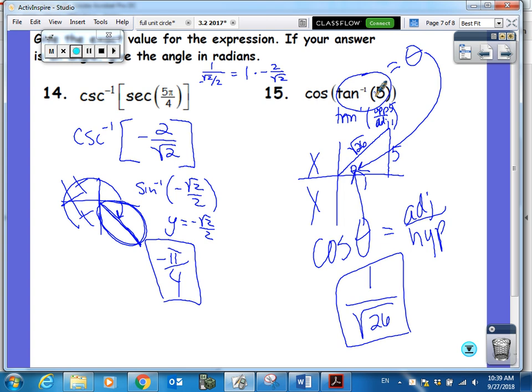Wait, is inverse tangent in quadrant 1 and 2 or 1 and 4? 1 and 4. Inverse cotangent is 1 and 2. Yesterday was tangent 1 and 4, so that's why when I see cotangent and tangent, I don't change cotangent to tangent, because the restrictions are not the same.